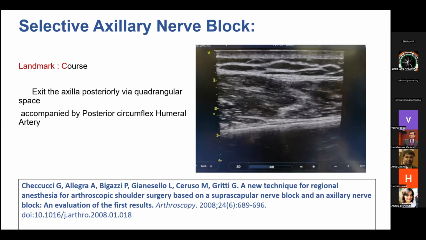This is supporting evidence of the study in that anterior, selective axillary nerve blocks were conducted along with the suprascapular nerve. They concluded that it is not a purely surgical anesthesia. We can use it as an analgesic part.